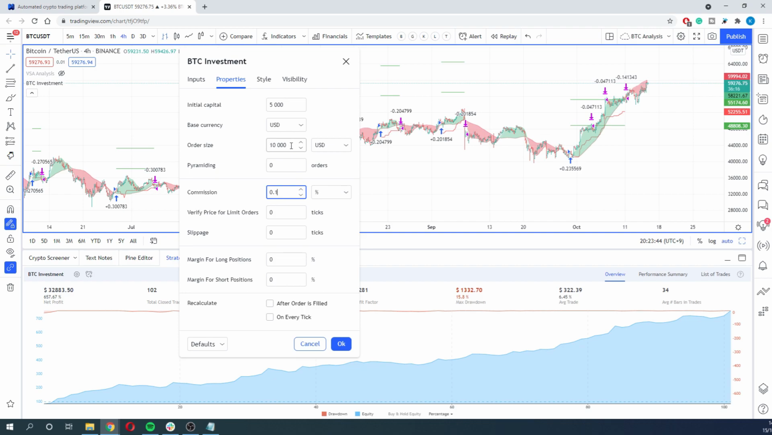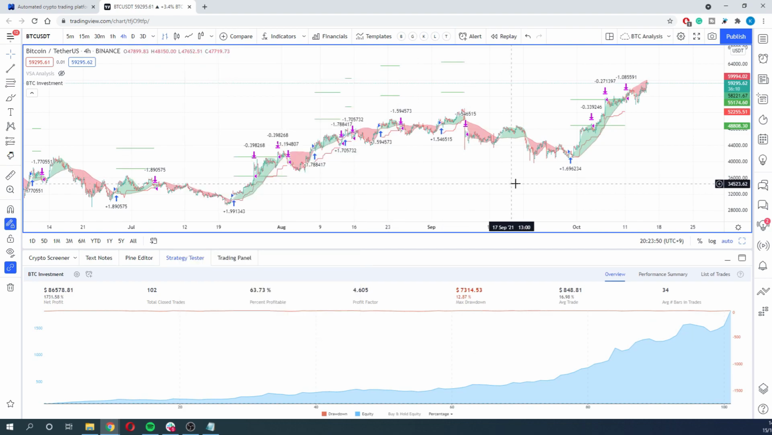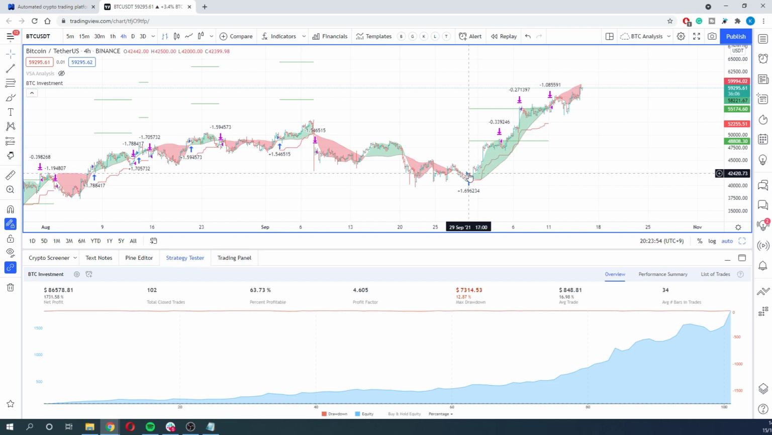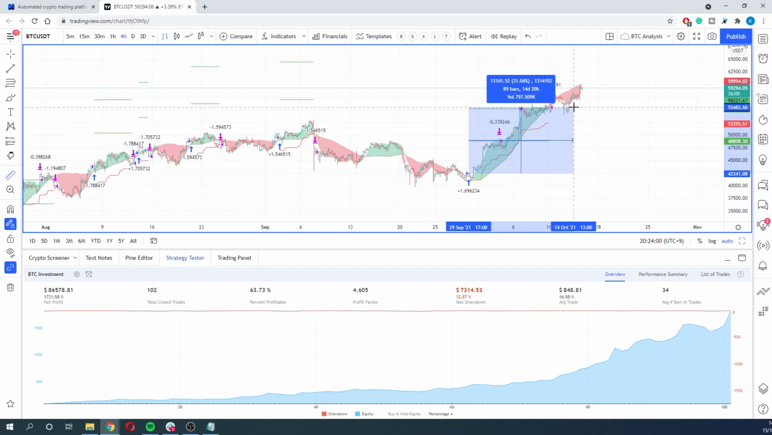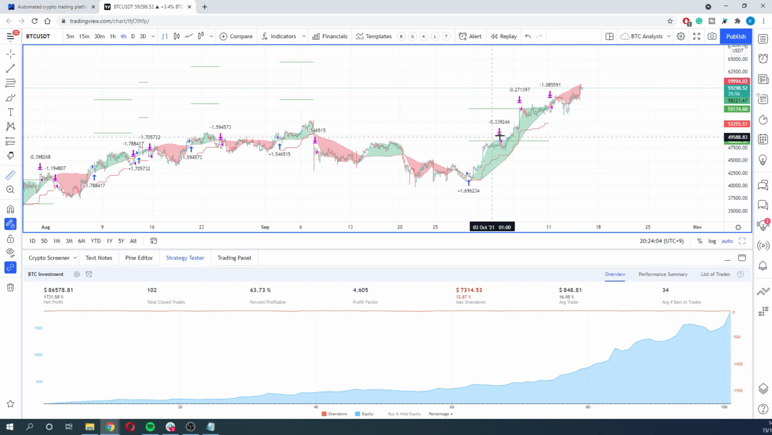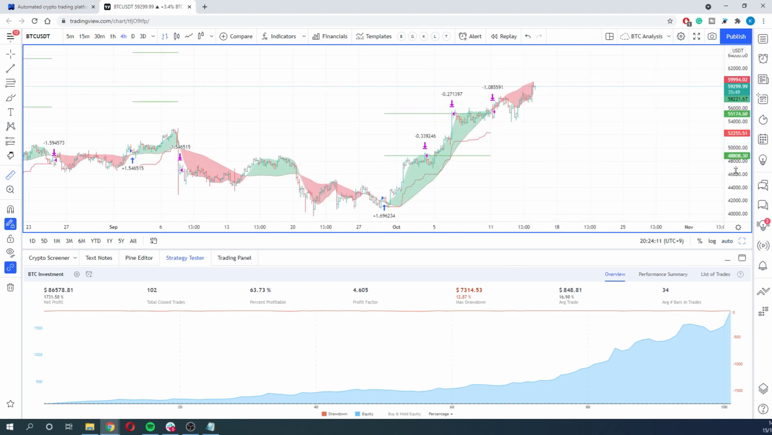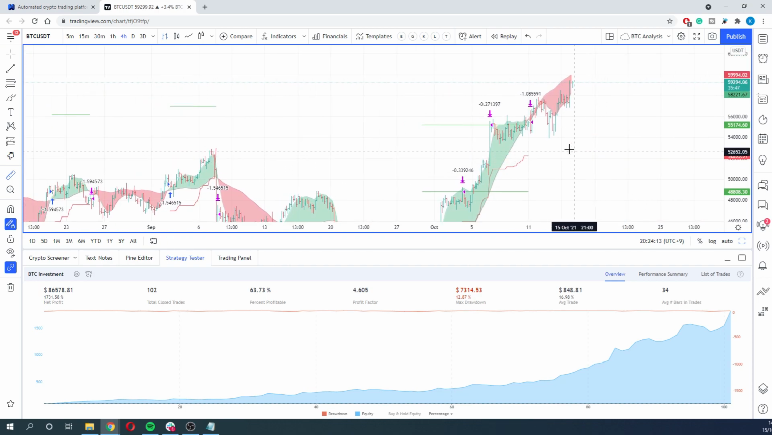So let us now look into the graph just to see how the strategy was performing on the history. The most recent entry that this strategy took was on the 29th of September, and we were able to score a maximum of 31% of the profit, and the first two take profits were reached, and then the third one was closed when the trend changed direction.